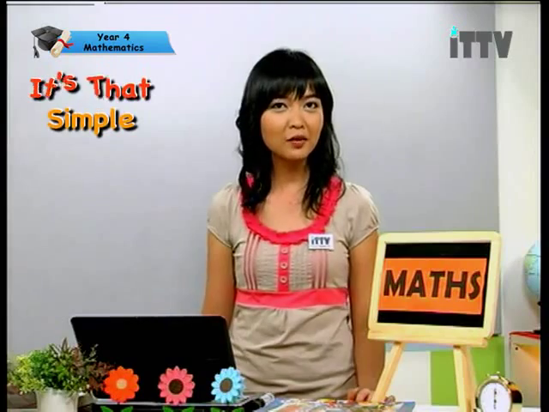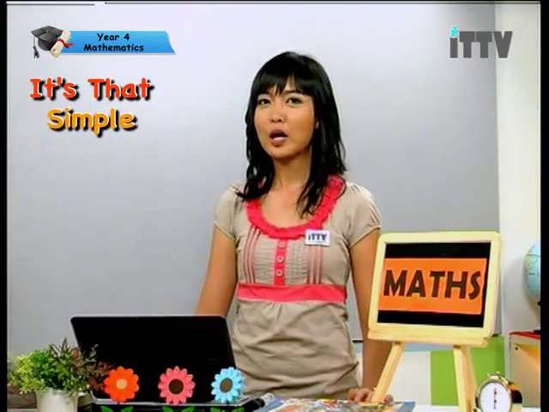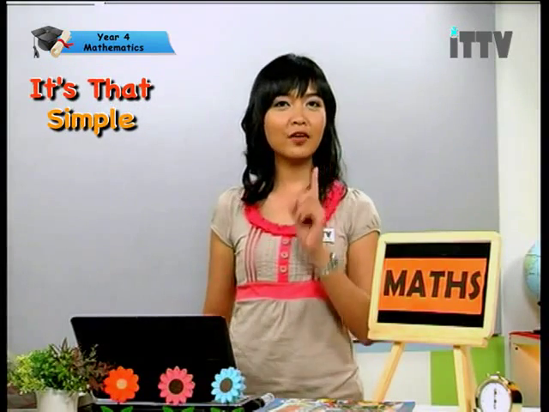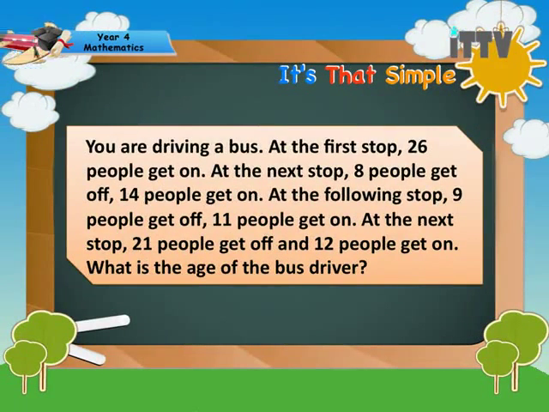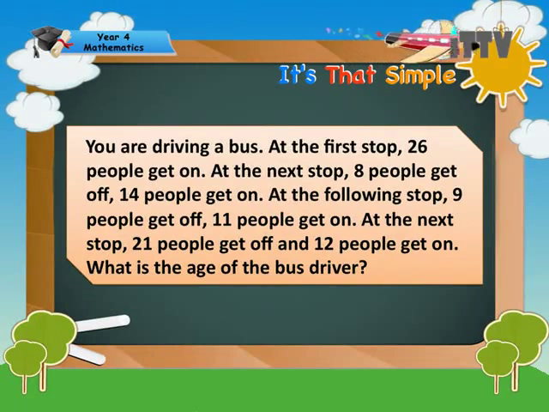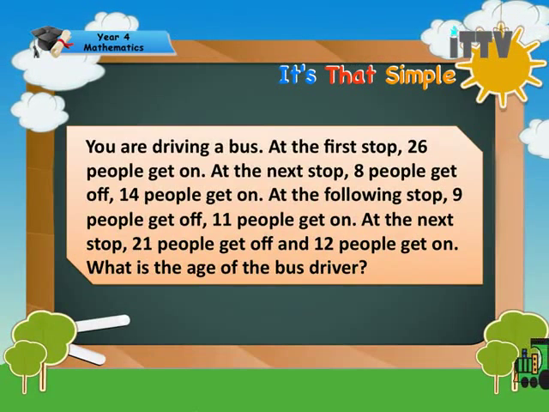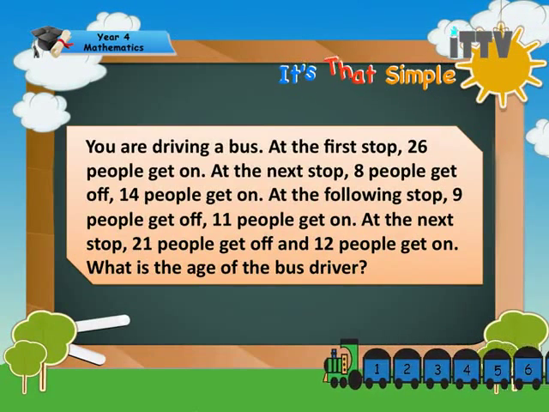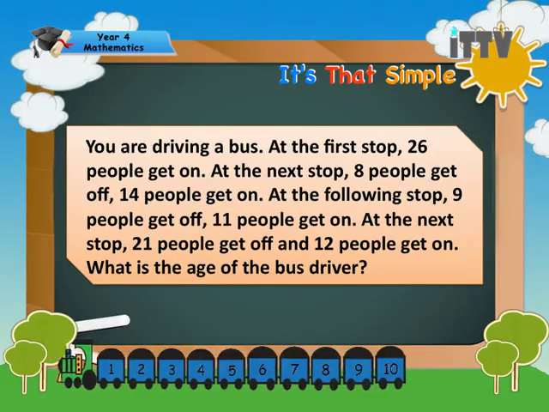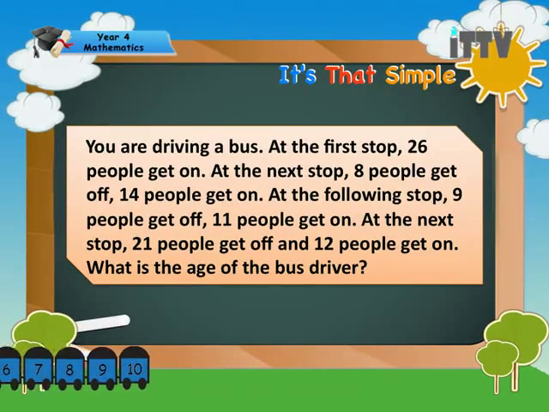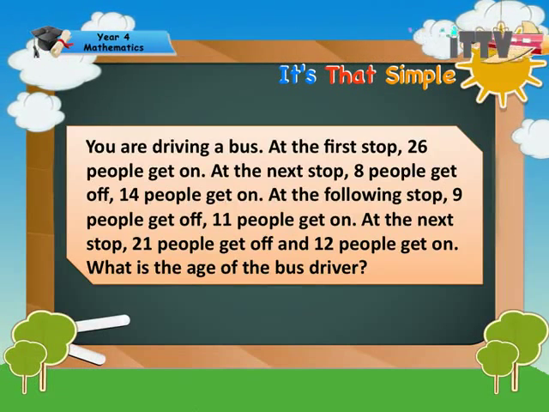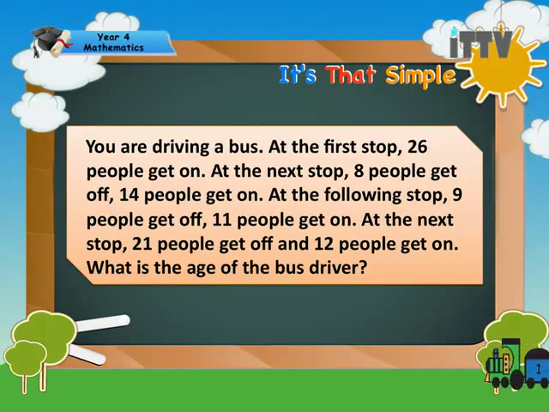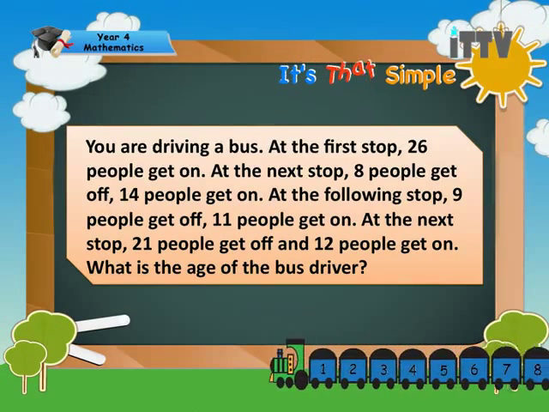Do you need me to read the question again? Okay, but remember, you have to be very observant, okay? You're driving a bus. At the first stop, 26 people get on. At the next stop, 8 people get off and 14 people get on. Okay so far? Then, at the following stop, 9 people get off, 11 people get on. At the next stop, 21 people get off and 12 people get on. What is the age of the bus driver? Do you know the answer?